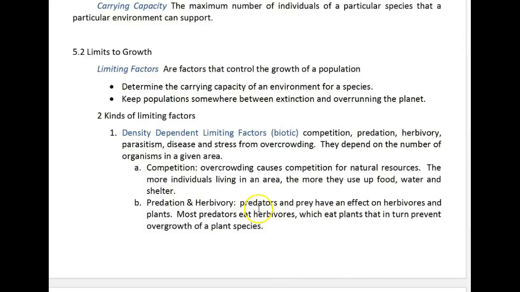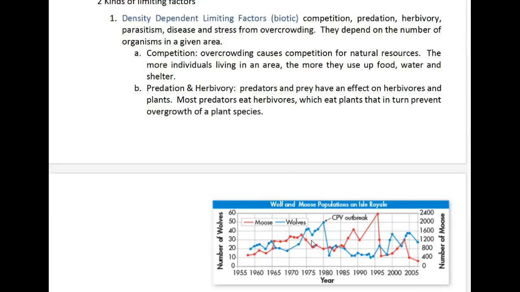So if the predators eat a lot of the prey, then that's going to allow the plants to grow. Or if we've got an overabundance of prey, then they've eaten quite a bit of the plants, and that's going to give more food to the predators. Again, here we go. It's density dependent based on the number that you have. Most predators eat herbivores, which eat the plants that in turn prevent overgrowth of a plant species.